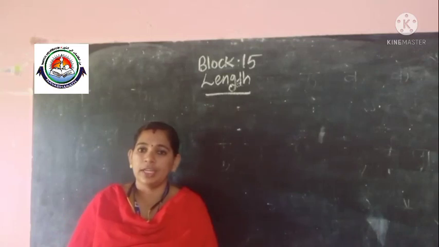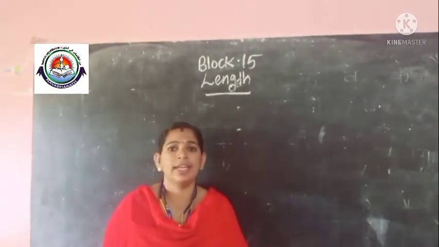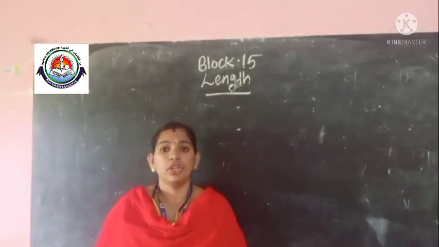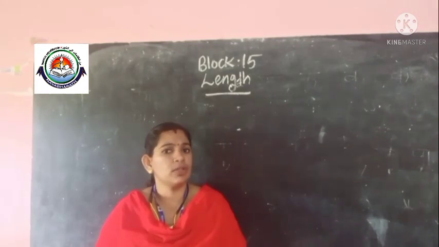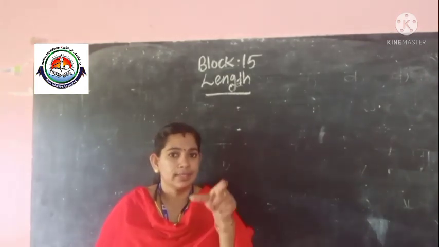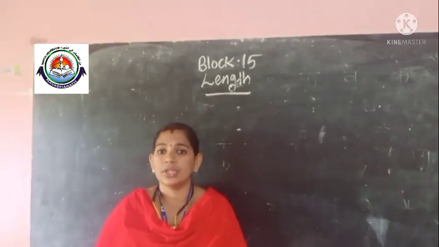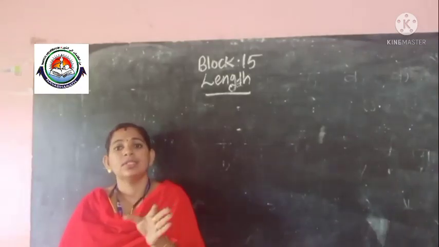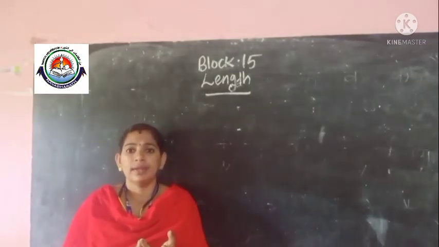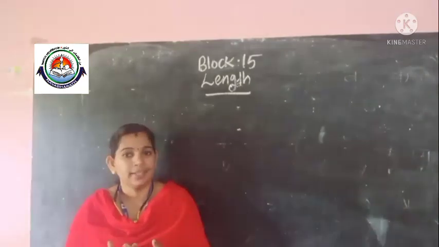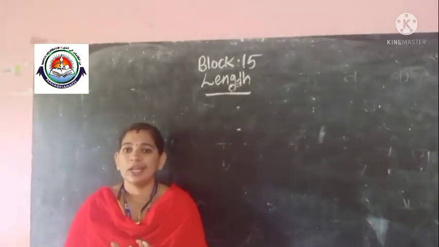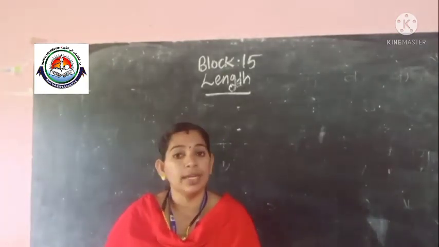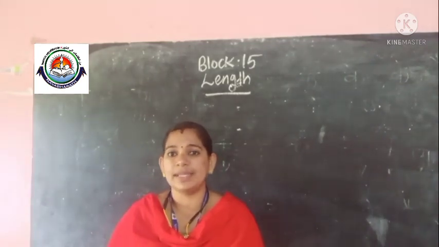In this block 15, we are discussing the different measures of length. How do you measure the length of your notebook? Which instrument do you use? Yeah, a ruler. The ruler has a centimeter scale. So that is centimeter, then meter, millimeter, kilometer. These are the measures of length. First we will discuss halves and quarters of a meter.